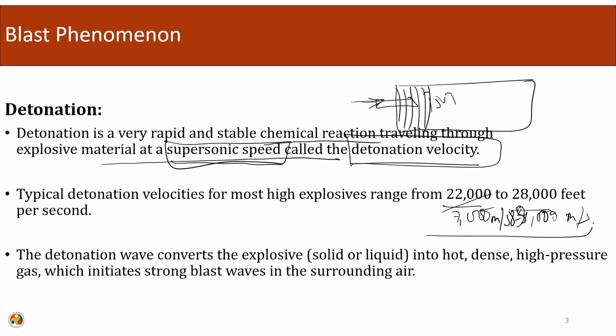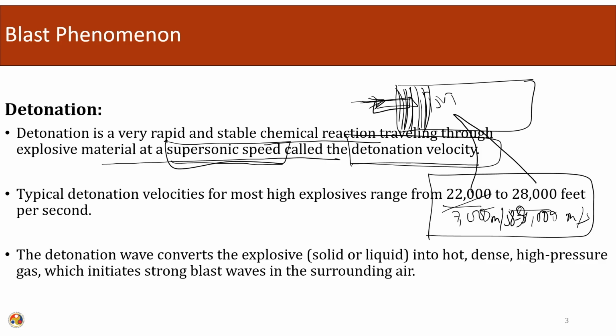So, this is the typical range of the detonation velocities. It means that the chemical effect caused by the detonator will cause the waves to propagate with a very high velocity of 7,000 to 8,000 to 9,000 meters per second, or 22,000 to 28,000 feet per second.